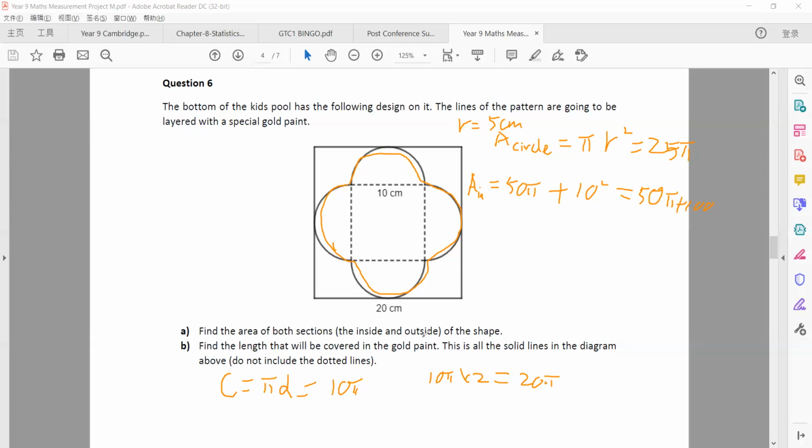You also need to add the total length of the outer square. So for this, 20 pi plus 20 times by 4. Because 20 is your side length here, and all the side lengths together will be 20 times by 4. So you should get your answer. So that's we finished question 6.